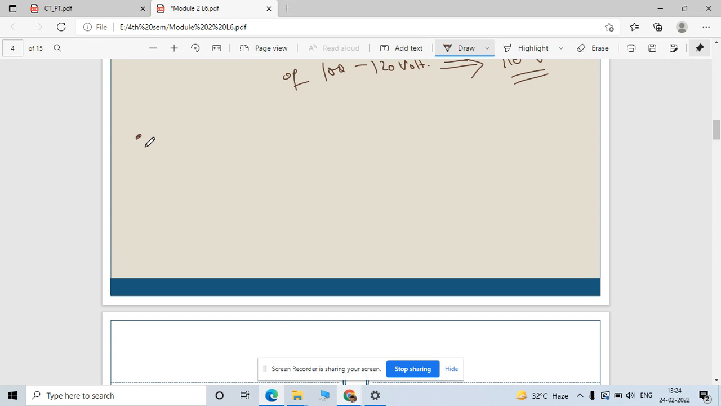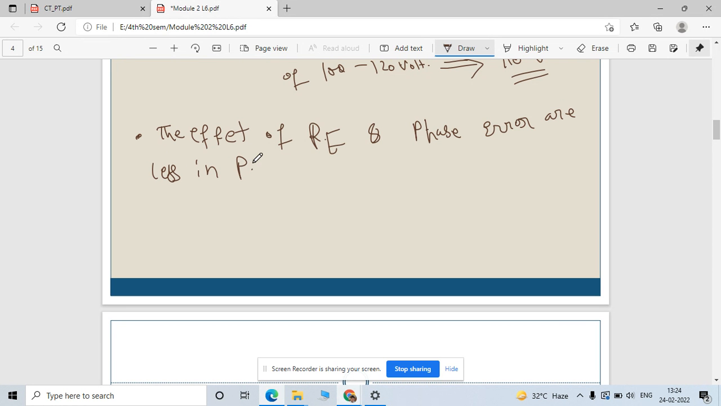Okay. So one more point, the effect of the ratio error. See here, the effect of the ratio error and the phase error are less in potential transformer compared to current transformer, because it is involving voltage measurement.